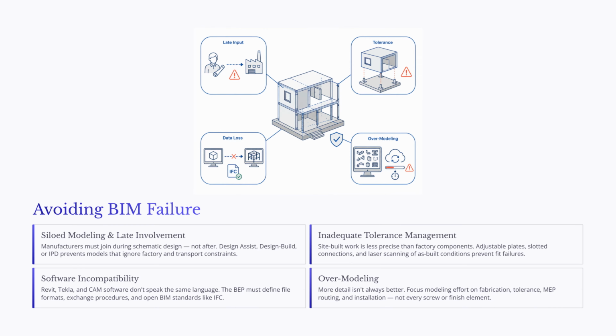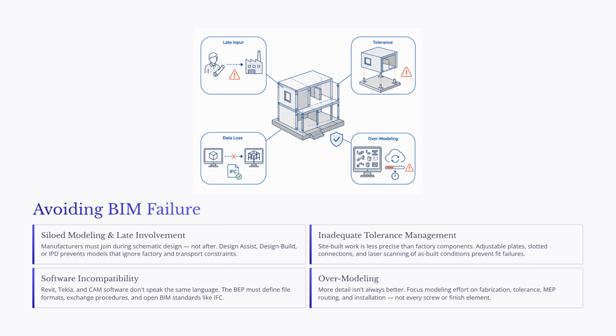Another major issue is inadequate tolerance management. Factory-built modules are produced with a high level of precision, but site-built foundations, podiums, or cores are usually less exact. If the model assumes everything will be perfect, modules may not fit when they arrive. Adjustable plates, slotted connections, laser scanning, and point cloud updates can help manage this risk.